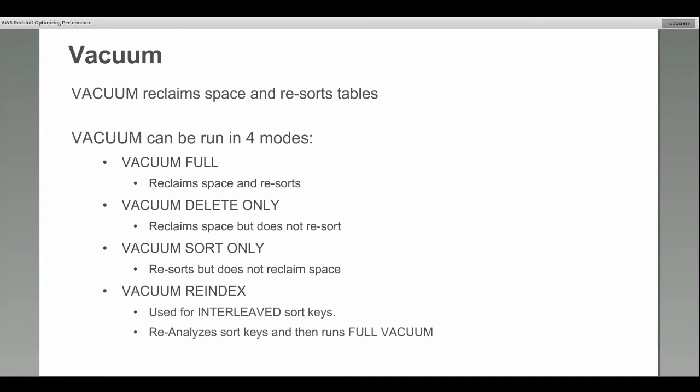Earlier I'd mentioned the vacuum command. This is an operations and maintenance feature in Redshift. Vacuum can affect performance if you don't vacuum frequently, and let's highlight that a little bit. You can actually run it in 4 different modes, and each of these modes has a different way where it can either reclaim space or not, or resort the table or not.